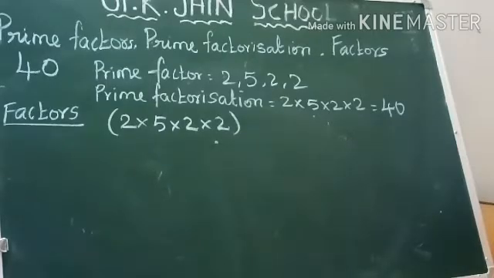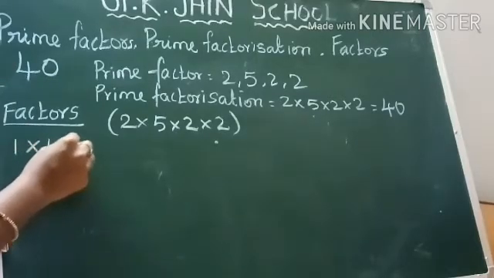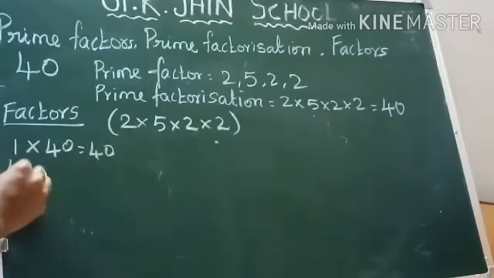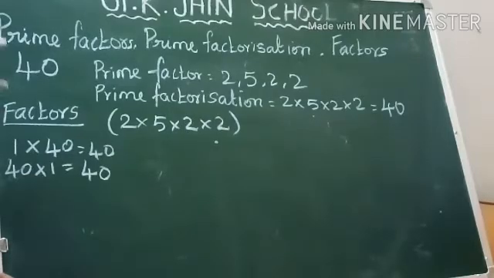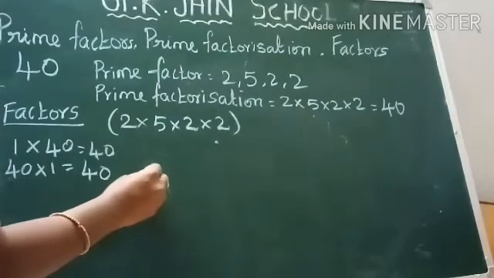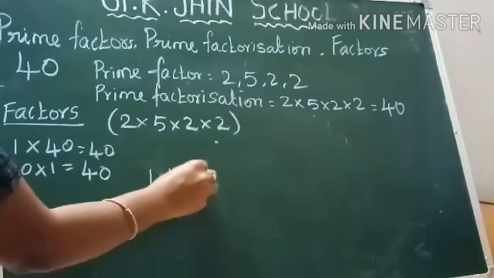So now we are going to find the factors of 40. Every time we can't write the tables, so this prime factorization is useful to find the factors of a number. How? I will explain. So this is 40, right? 40 is easily divided by 1 into 40 equals 40 and 40 into 1 equals 40. It's default because everyone knows a number is divided by itself and by 1. So the factors of 40 are 1 and 40.